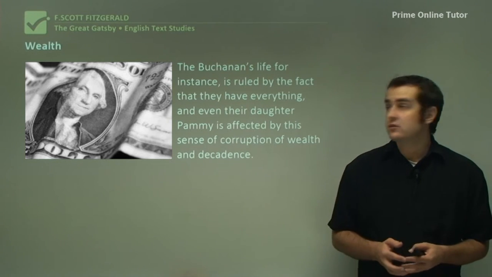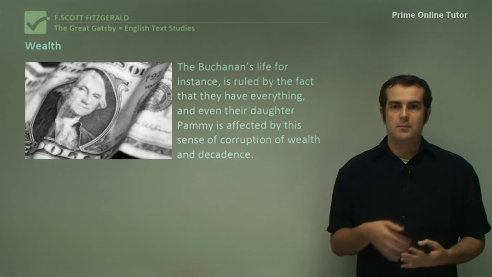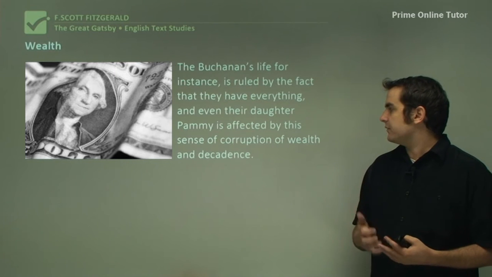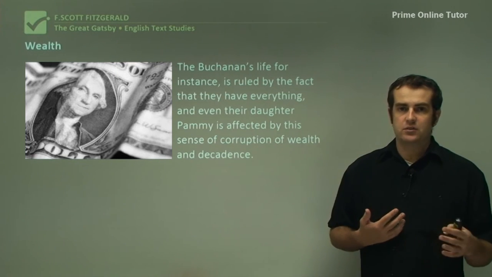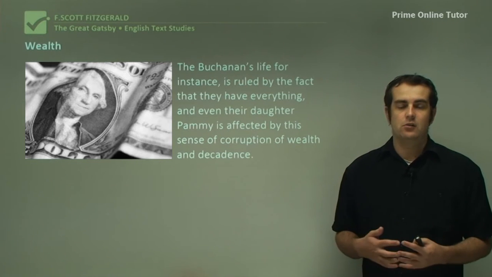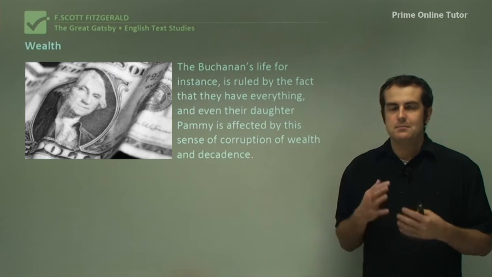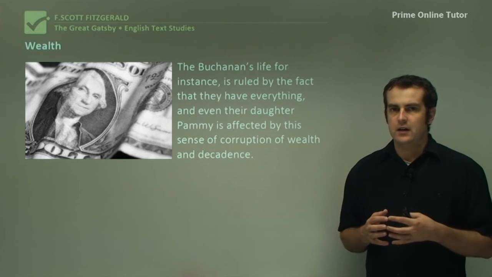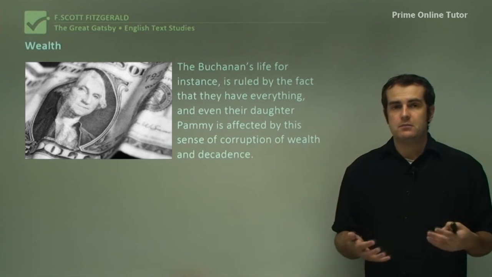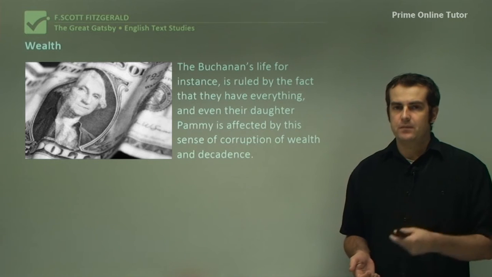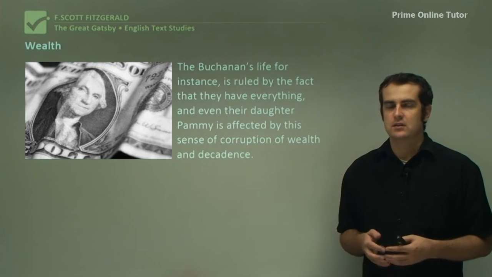Buchanan's life as well, for instance, is one ruled by the fact that they have everything, and even their daughter is corrupted by this. She's someone who wants everything, and this wealth and decadence has almost crippled the household. It's meant that everyone is demanding things off each other, and it's this very toxic environment, and it's blamed on wealth. It could be, of course, due to other factors, but in the text and the way it's portrayed, wealth is considered the center of this argument.